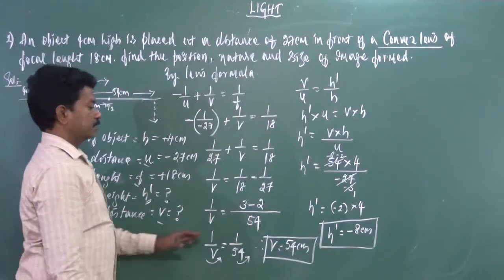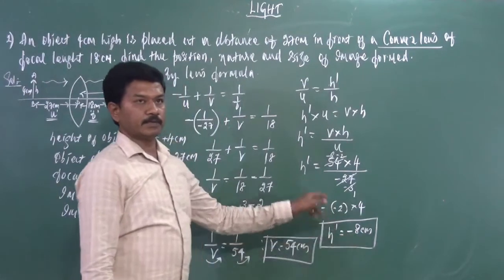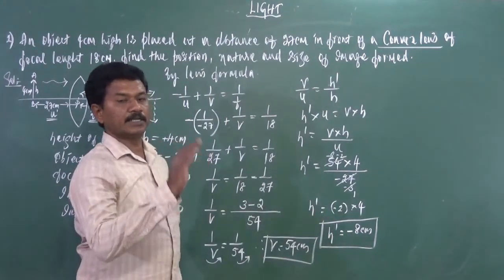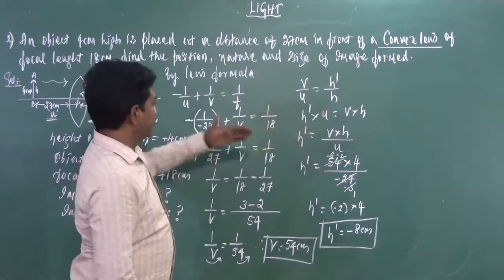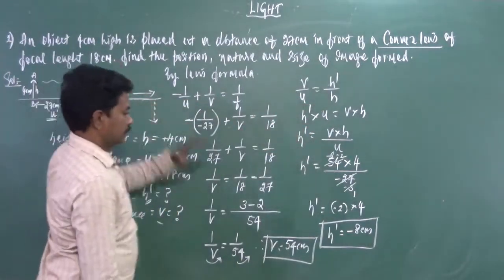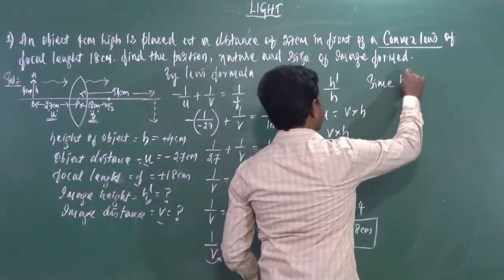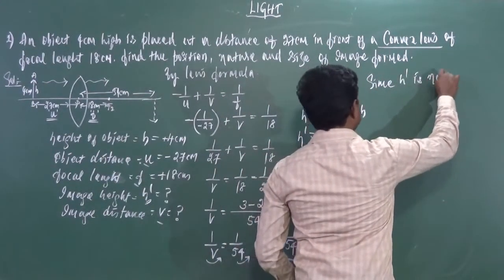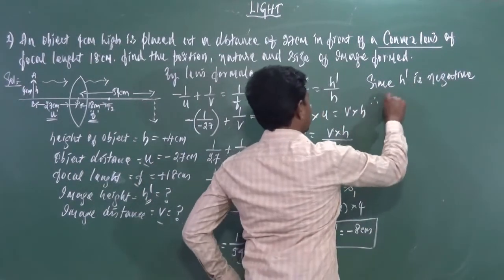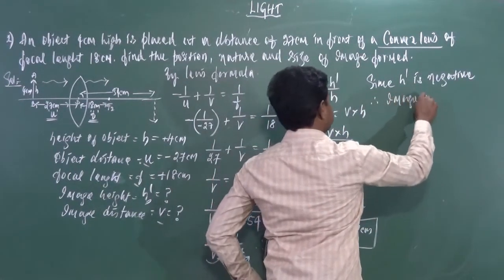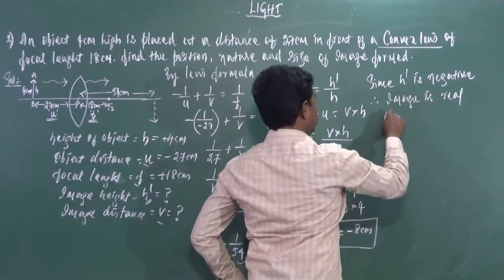So here the h dash value, as you are getting this minus 8 centimeters, shows that the image is real and inverted, because that measurement comes below the principal axis. So since h dash is negative, therefore the image is real and inverted.